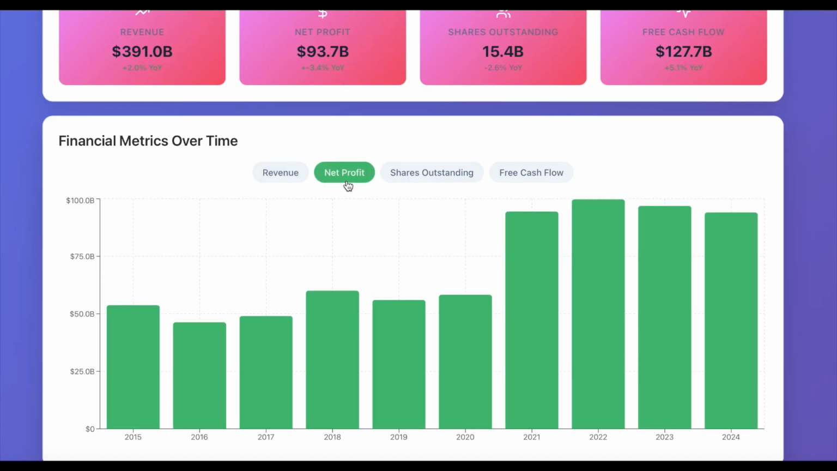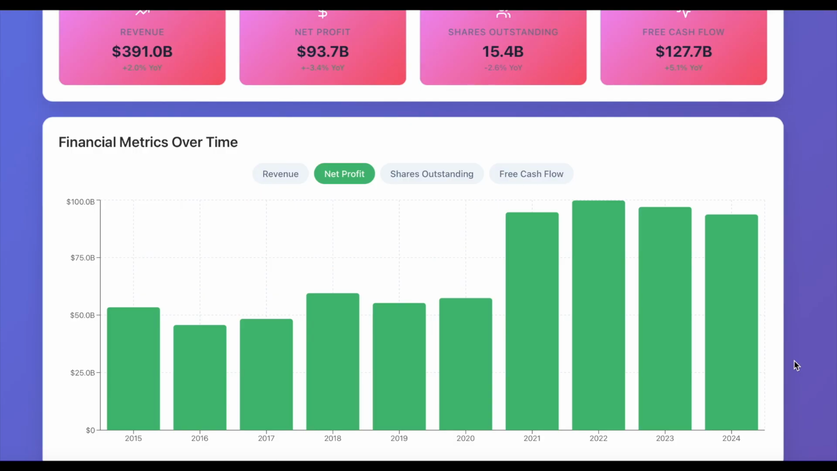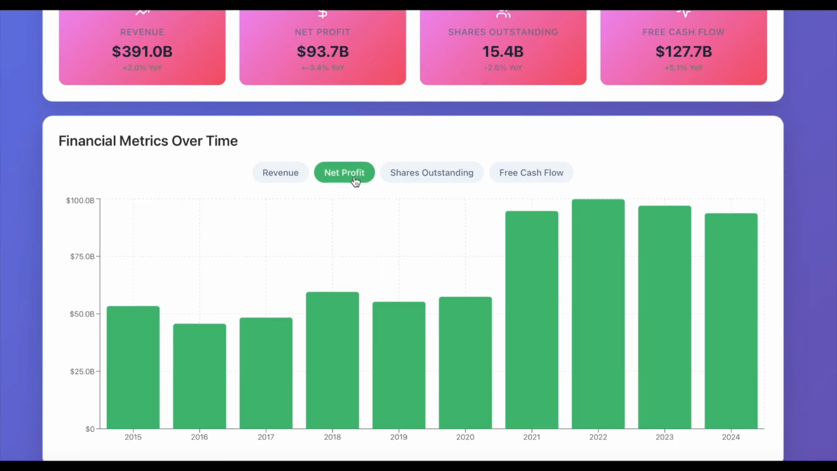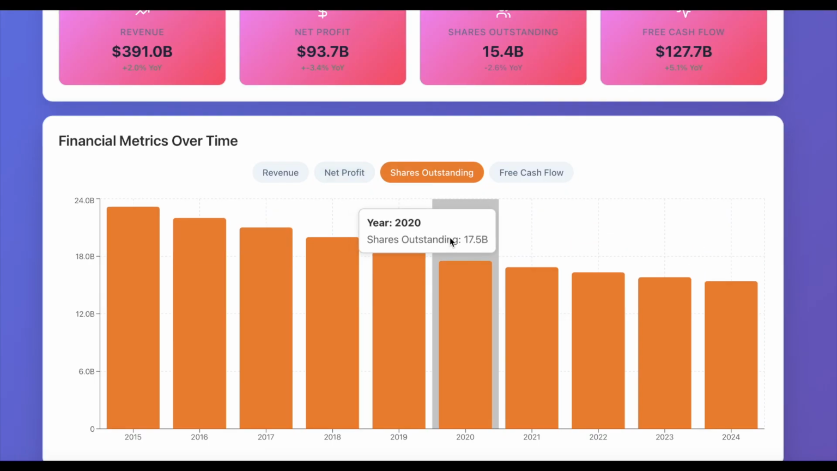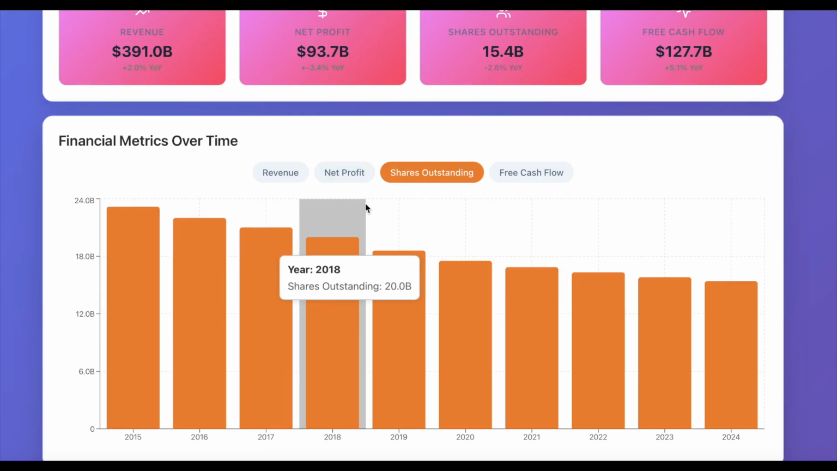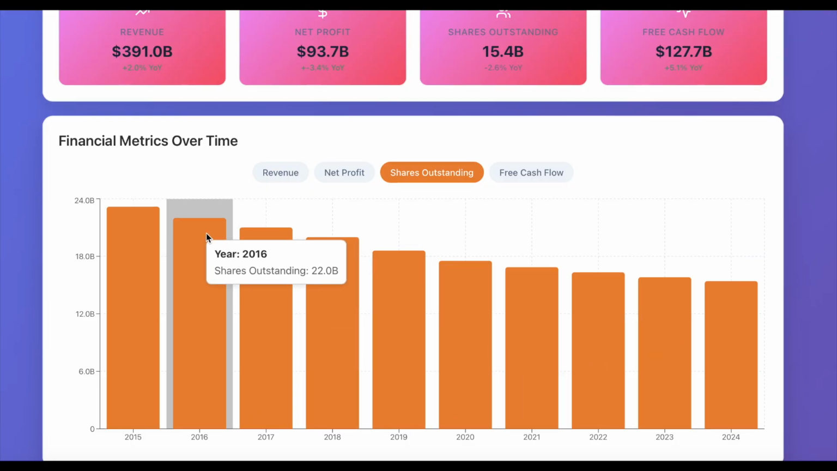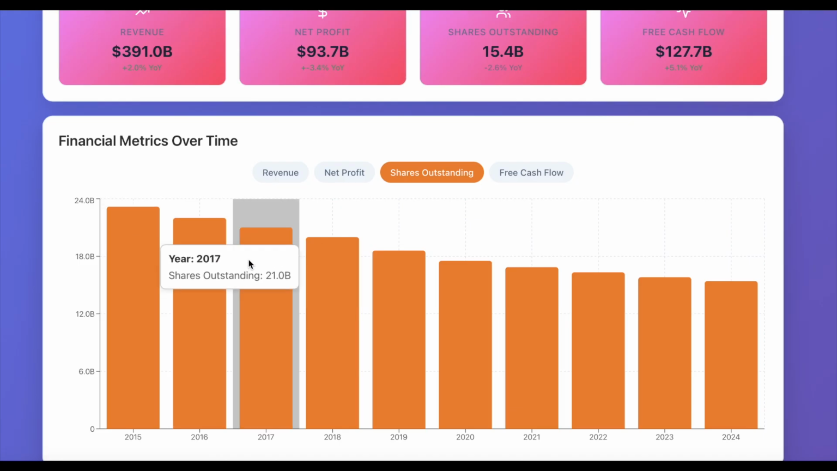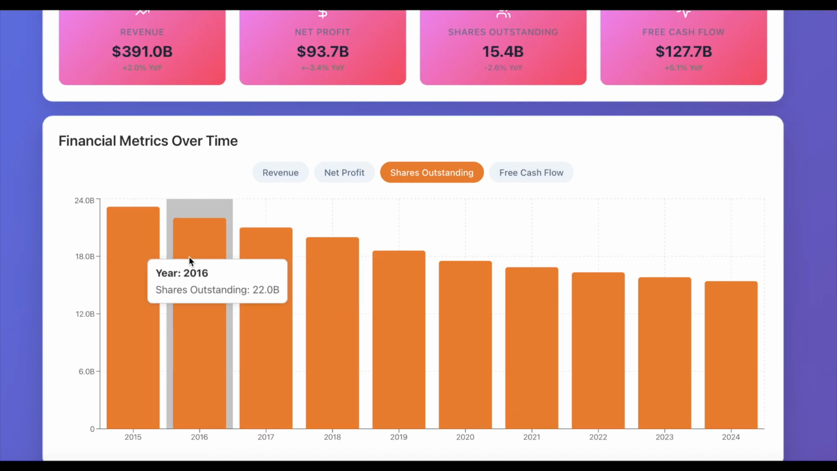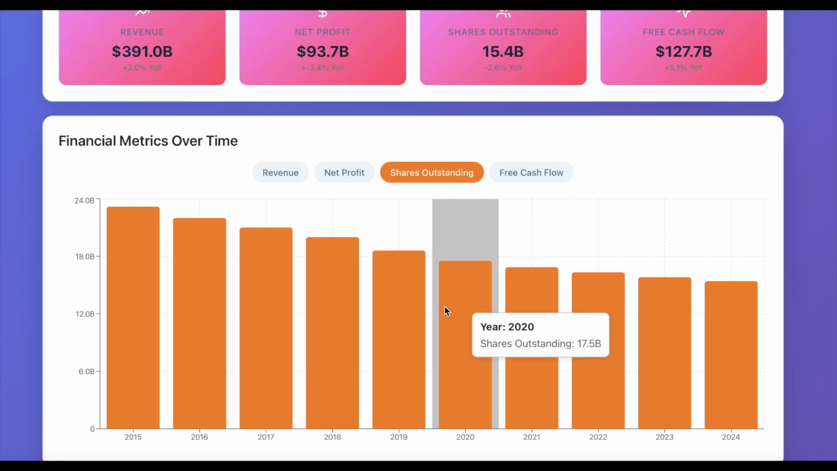Then obviously you've got your net profit, which is obviously the bottom line figure in a company. You want a profitable company and you want to see how the company is making money. Is it increasing the net profit that it generates, or is that declining over time? So that is a useful metric to see. And then you've got shares outstanding. So this is when companies buy back shares. So ideally you'd like to see this declining over time, and this graph does look like an ideal graph for a company for shares outstanding, because it means that the company is slowly buying back shares, which increases your value as a shareholder. And then you've got free cash flow.